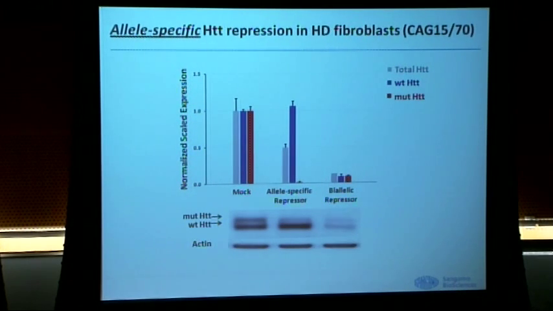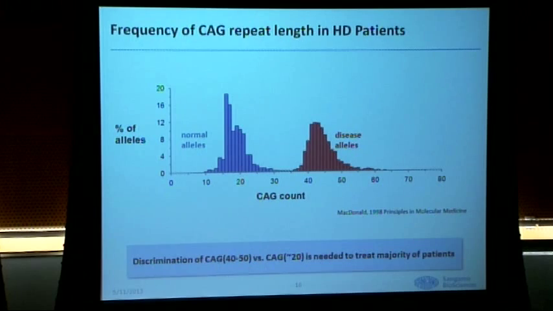So this is showing experiments done in a line that has a CAG 15 on its wild-type allele, and a CAG 70 on the mutant allele. But in fact, the human population is much more broadly spread than that. The wild-type alleles are anywhere from about 10 to 28 or so, and mutant starts at around 40. And so what we'd really like to do is find proteins that can discriminate across a much broader range.